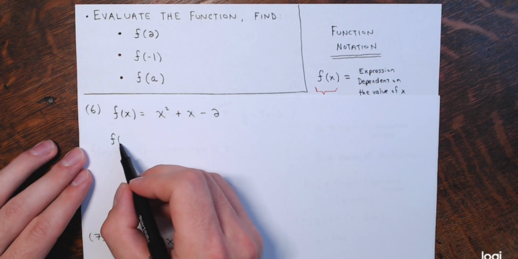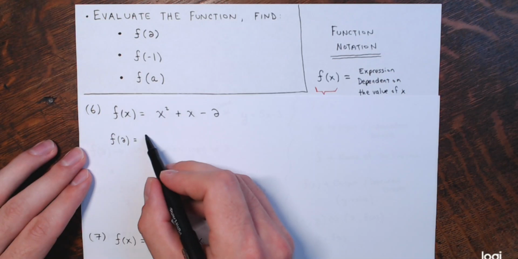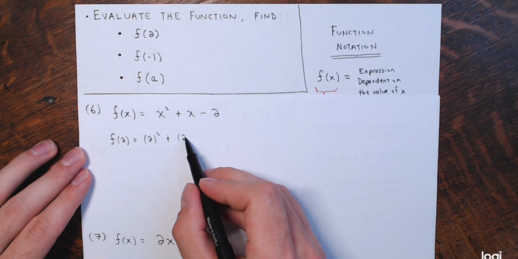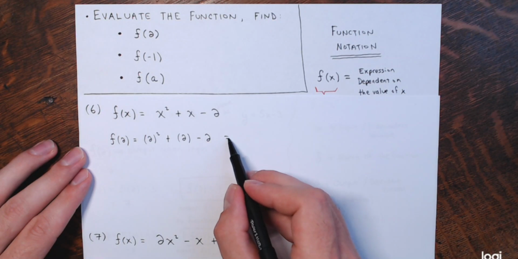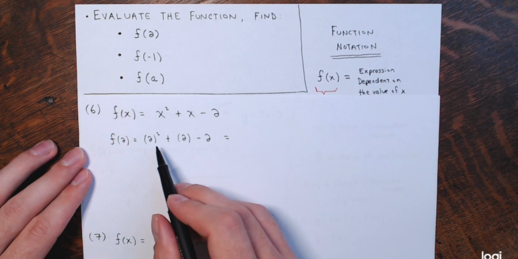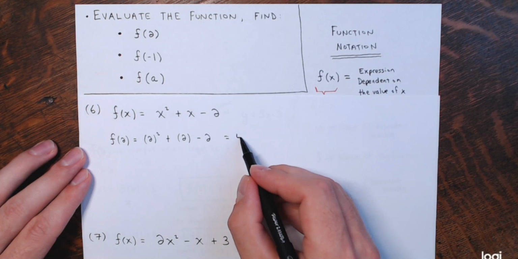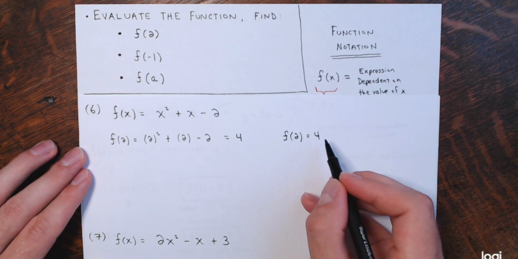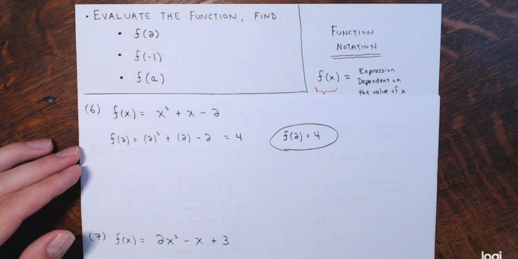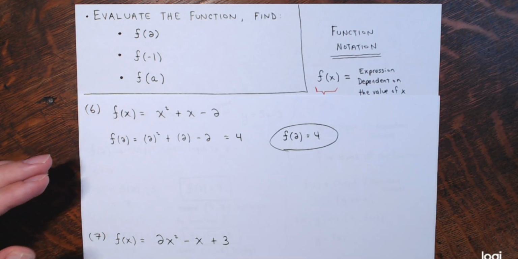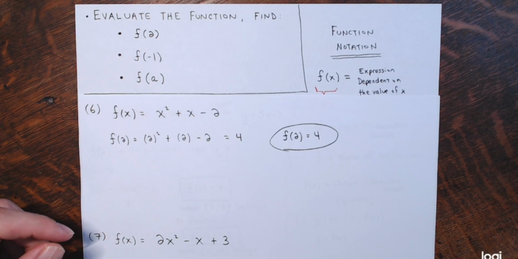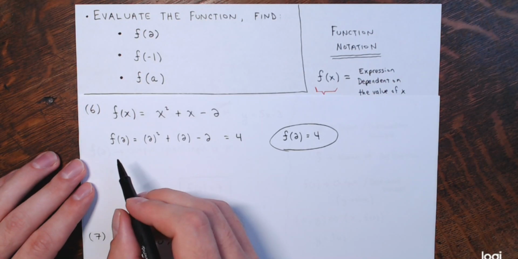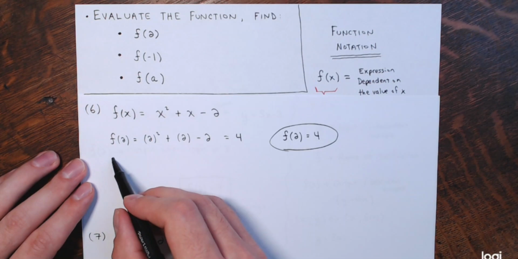So here f of 2 would be 2 squared, right? Just replacing all the x's with 2, plus 2, minus 2. 2 minus 2 is 0, so all I'm left with is 2 squared, which is 4. Right, so the value of f at 2 is 4. And that's it for part 1. This also means that the ordered pair 2 comma 4 would belong to this function little f. But I'm not going to write that anymore as I did in the first 5 examples.